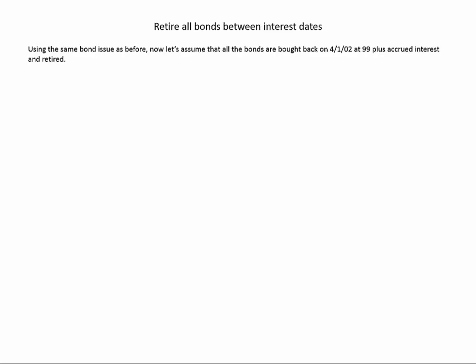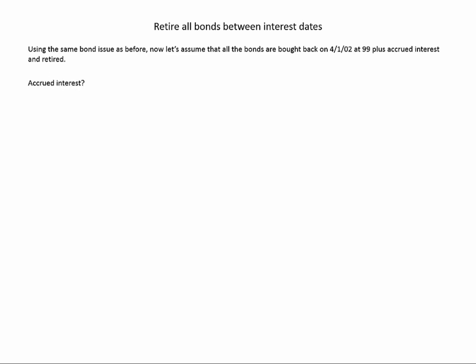Okay, let's go ahead and change it again. We're going to go back to retiring all the bonds, but now we're going to do it between interest dates. And that means that step one of bringing interest and accruals up to date is now going to apply. So let's assume that on April 1st, 2002, all of the bonds are retired or repurchased at 99 plus accrued interest and retired.